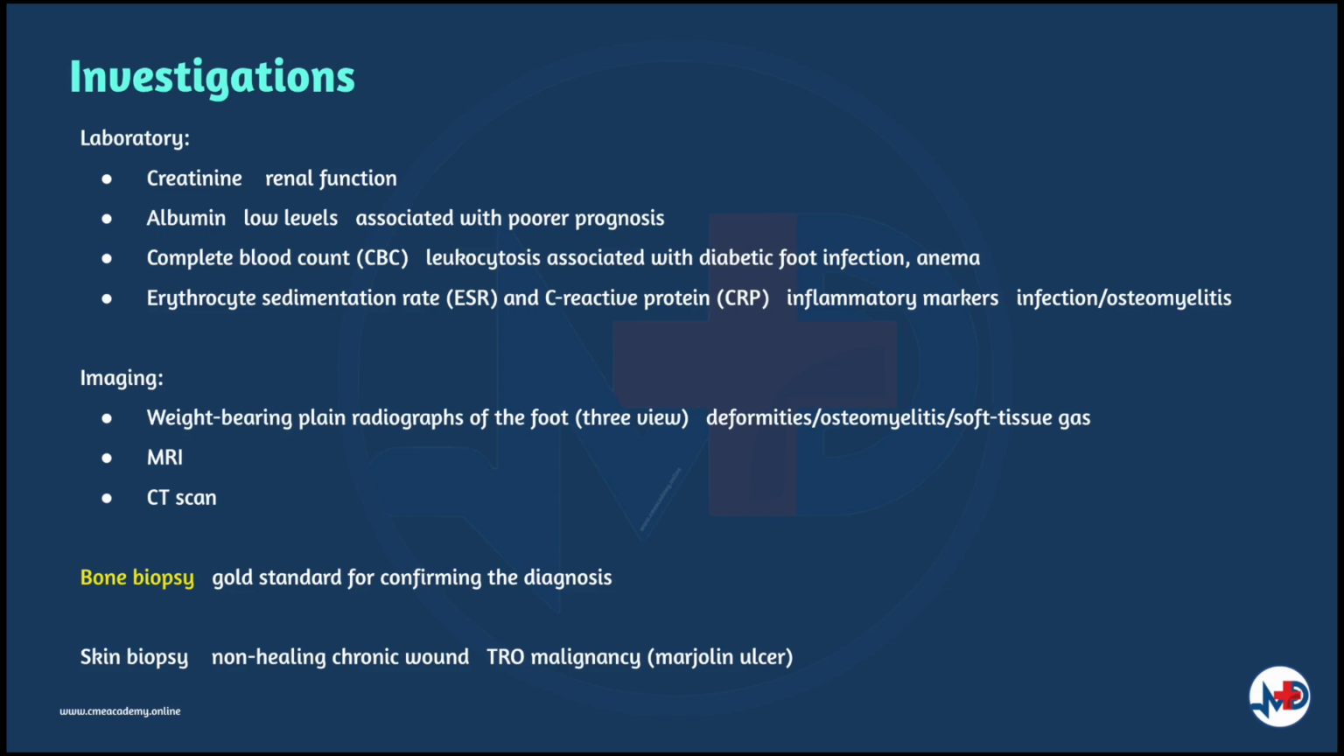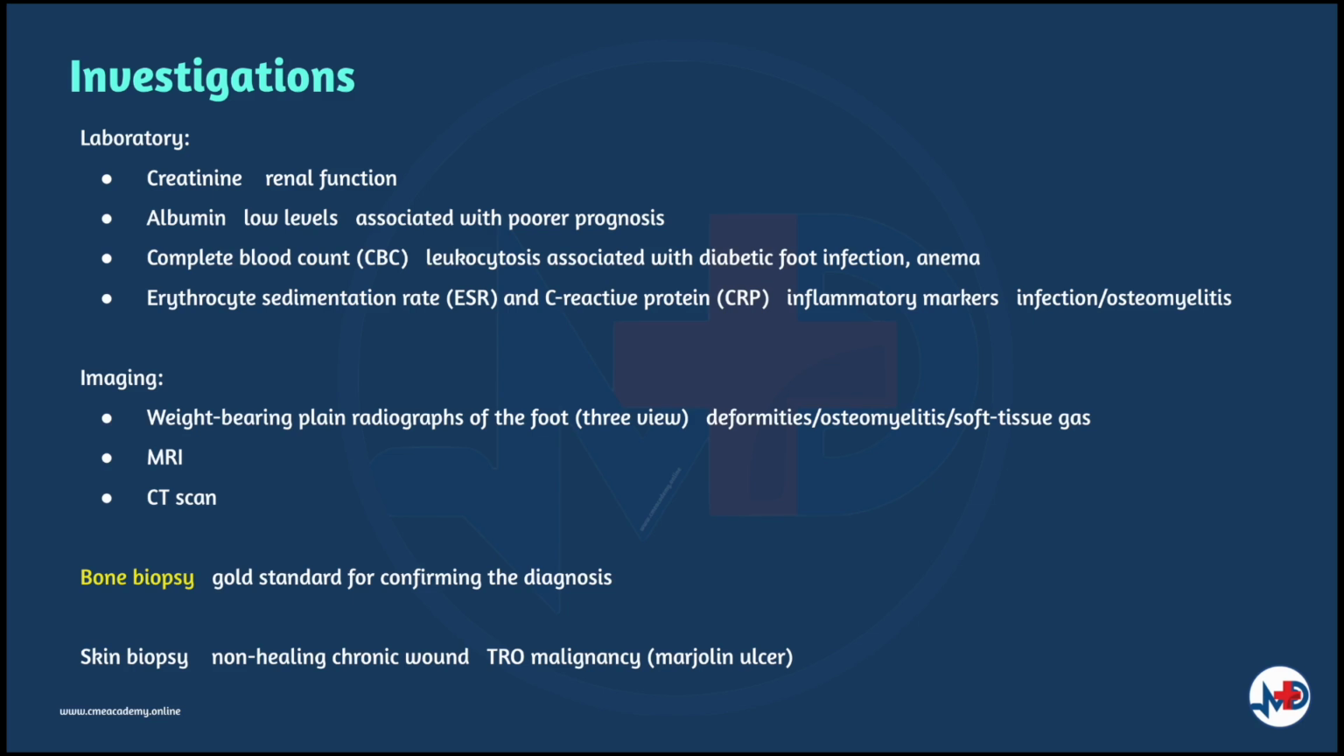As for imaging studies, weight-bearing plain radiographs of the foot in 3 views are helpful to look at deformities or osteomyelitic changes or soft tissue gas changes, presence of soft tissue gas within the compartments of the limb. MRI also can be performed to detect osteomyelitis, deep space infections, infectious tenosynovitis, myositis, and septic arthritis. CT scan is another imaging investigation that can detect osseous changes such as cortical erosions, pathological fractures, and periosteal reactions.